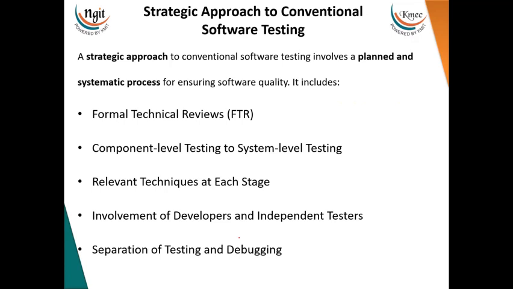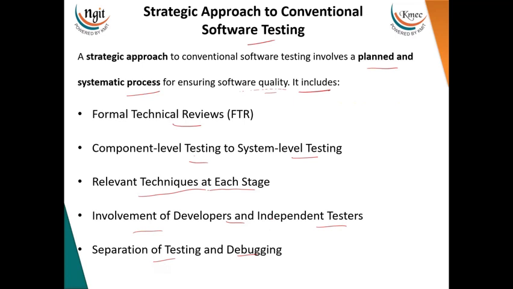Next, the strategic approach to conventional software testing. It involves a planned and systematic process for ensuring quality. Let's see what the strategic approaches are. First is formal technical reviews. Second is component level testing to system level testing. Third is relevant techniques at each stage. Fourth is involvement of developers and independent testers. Fifth is separation of testing and debugging.